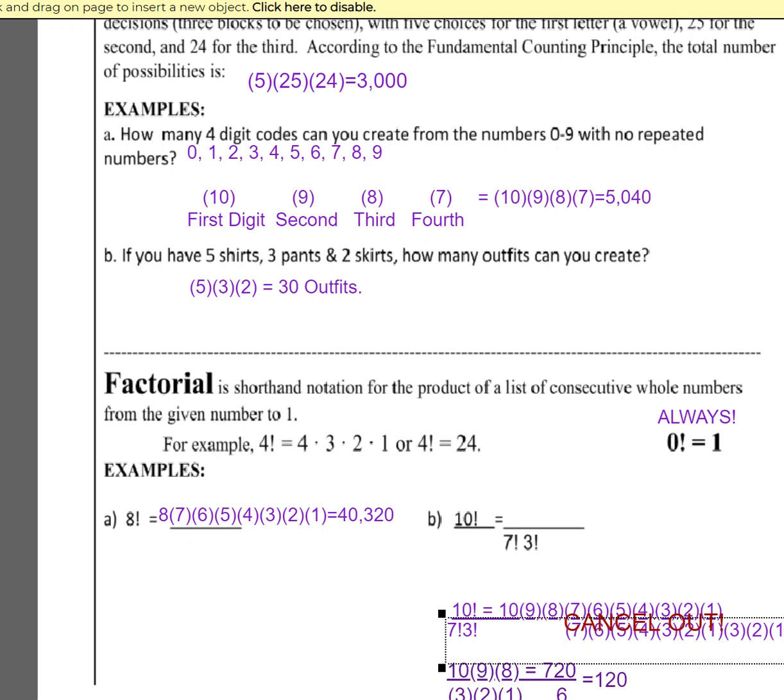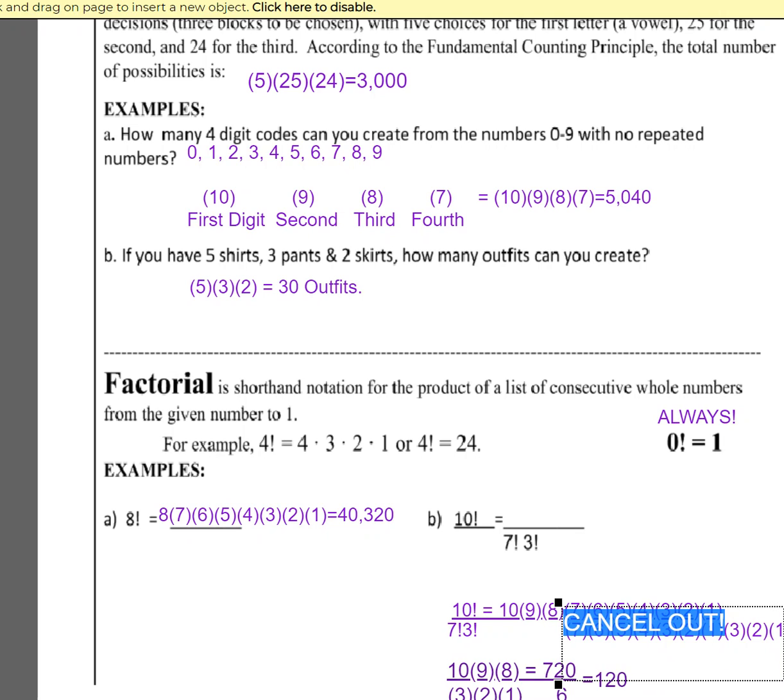All right, well, right here, these guys, 3 times 2 times 1, was the 3 factorial. And right beside it, all these guys are the 7 factorial. And look, all these numbers match up: 7, 6, 5, 4, 3, 2, 1. We can cancel all those out.